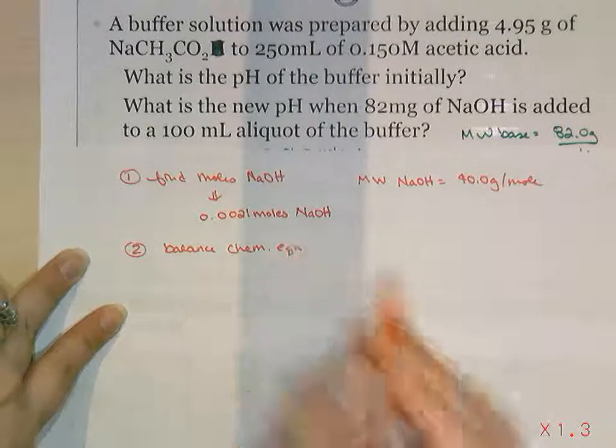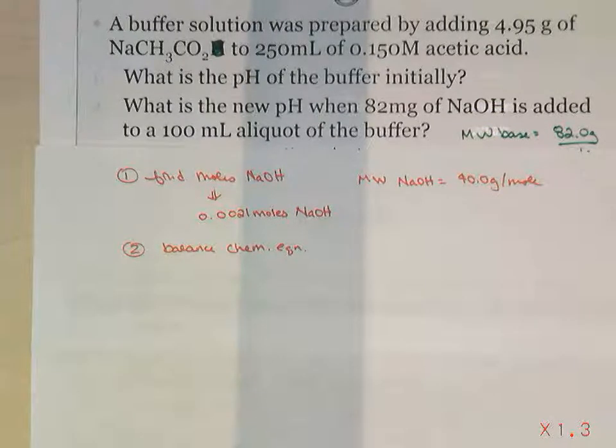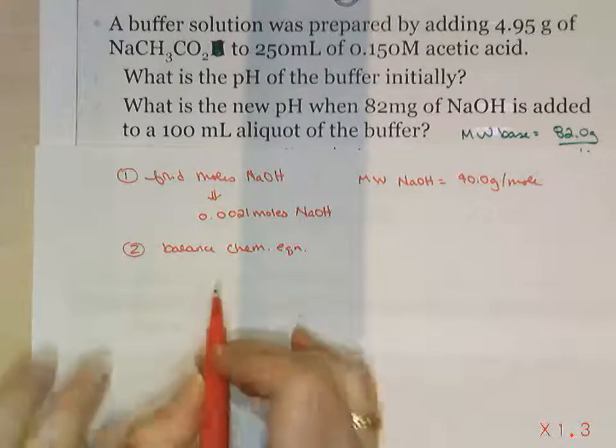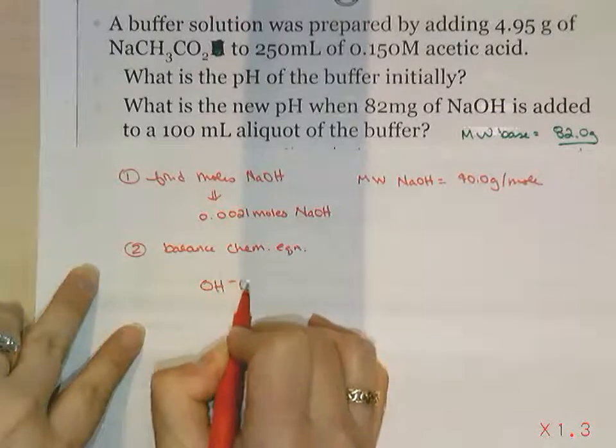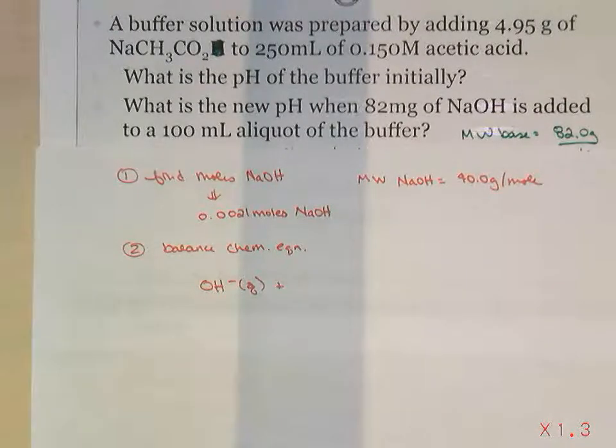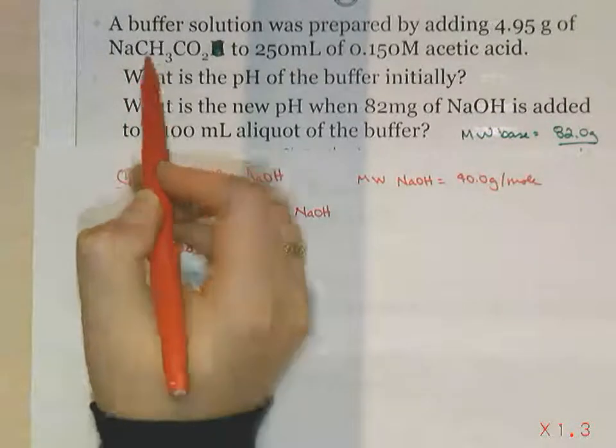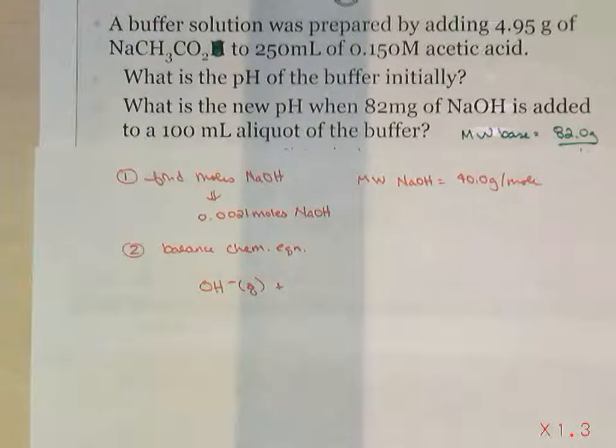All right, so I know sodium hydroxide is going to be one of the reactants because I'm adding it to the solution. So I have this. What is the other reactant going to be? The sodium acetate or the acetic acid? Why would it be the acetic acid? Right? I can't have two bases on the same side. That doesn't work out. So it has to be the acetic acid.